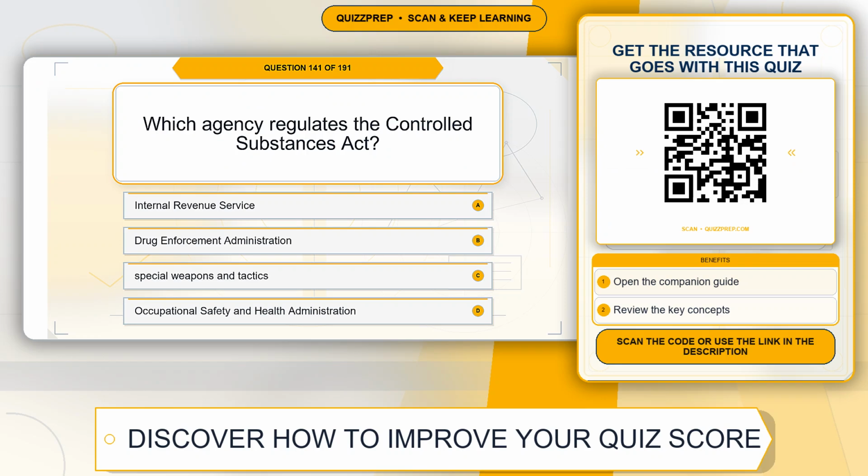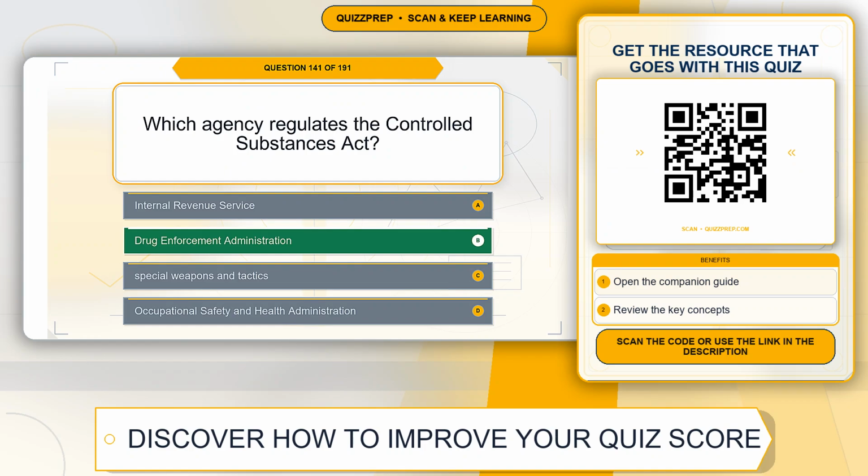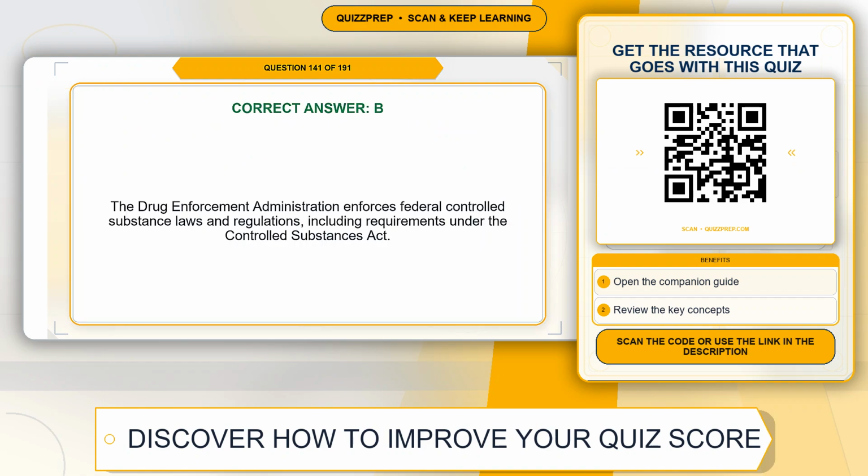Question 141. Which agency regulates the Controlled Substances Act? Option A, Internal Revenue Service. Option B, Drug Enforcement Administration. Option C, Special Weapons and Tactics. Option D, Occupational Safety and Health Administration. The correct answer is option B, Drug Enforcement Administration. Explanation: the Drug Enforcement Administration enforces federal controlled substance laws and regulations, including requirements under the Controlled Substances Act.